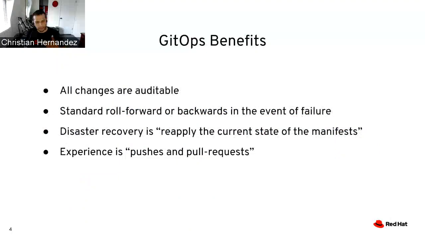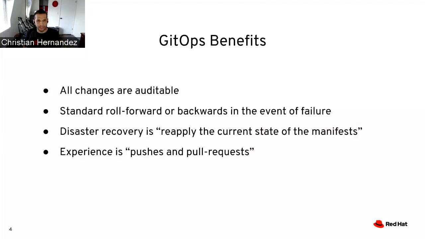Extending some of the benefits, since everything is in Git now, all changes are auditable. Looking at Git revisions, you now have a convenient audit trail of everything that's happened, not only in your application, not only in your deployment, but also in your infrastructure. Since everything has to go through that Git merging process, it's all there. You have that convenient audit trail.